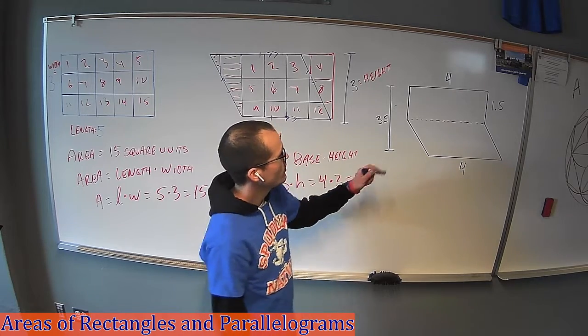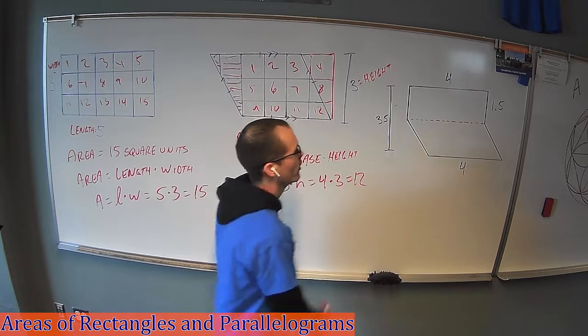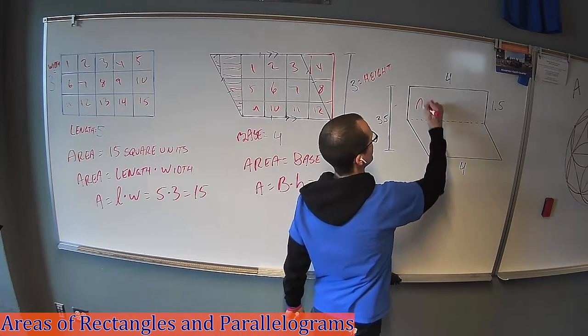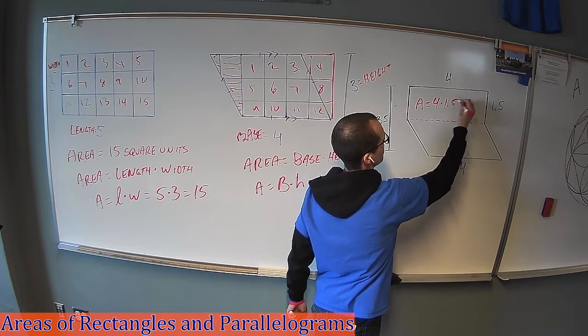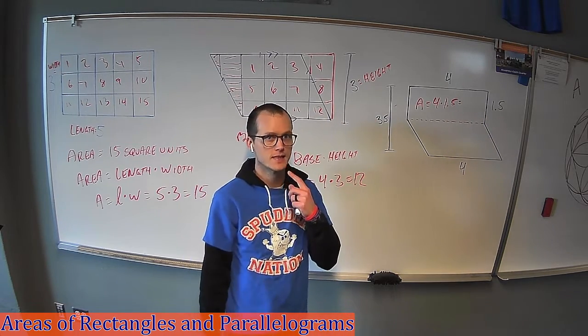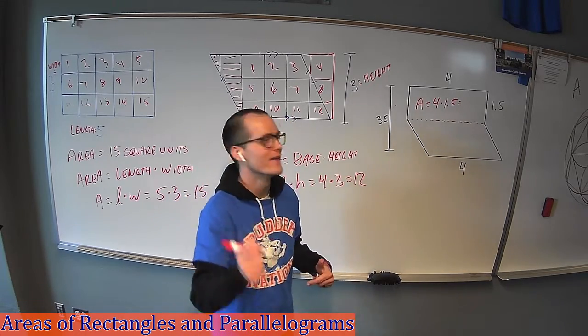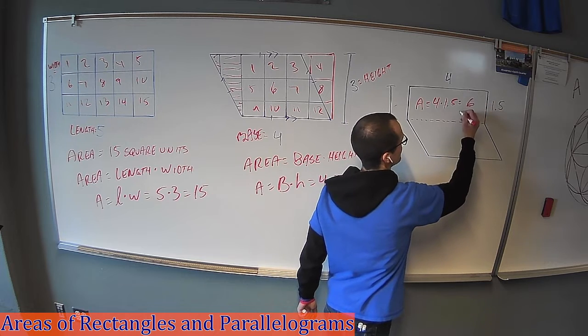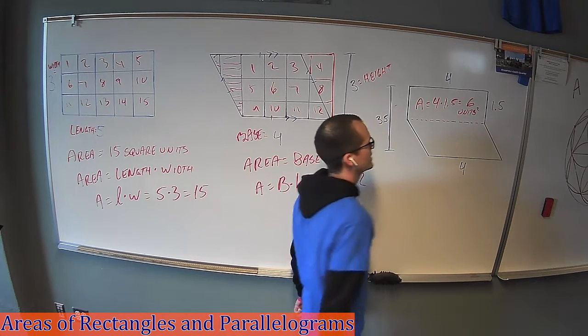So on top here, I'm noticing that this is length 4 and a height of 1.5 or a width of 1.5. So this area of just the top portion, the rectangle, is 4 times 1.5. 4 times 1.5, well, half of 4 is 6. So sorry, that's not true. Half of 4 is 2. 2 plus 4, that is 6. So it's 6 square units for the top.